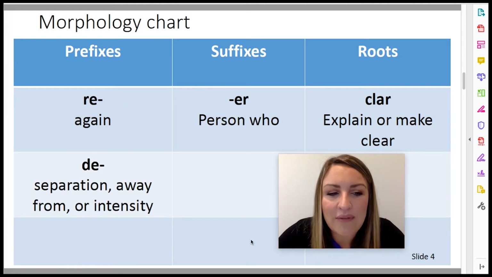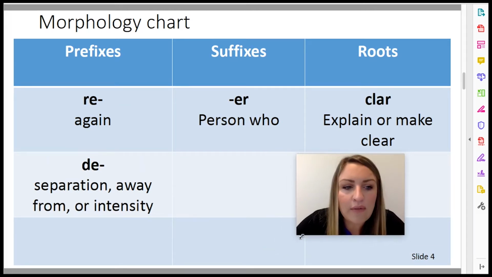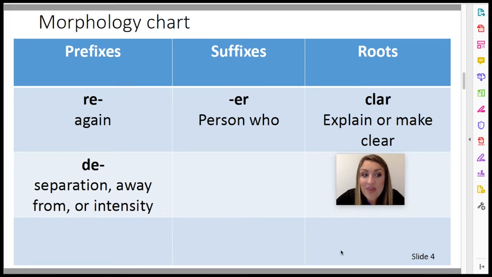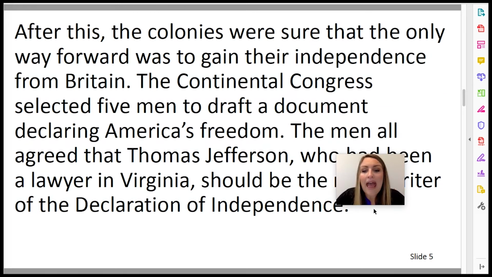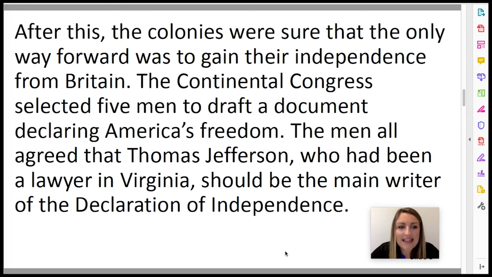We are picking right up from yesterday after the King of Britain ignored the petition that was sent over from the Continental Congress. After this, the colonies were sure that the only way forward was to gain their independence from Britain. The Continental Congress selected 5 men to draft a document declaring America's freedom. The men agreed that Thomas Jefferson, who had been a lawyer in Virginia, should be the main writer of the Declaration of Independence.